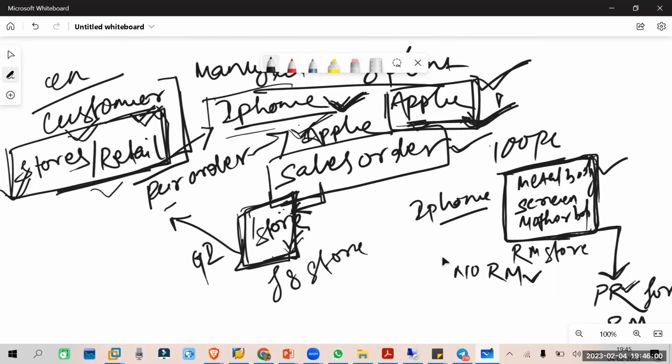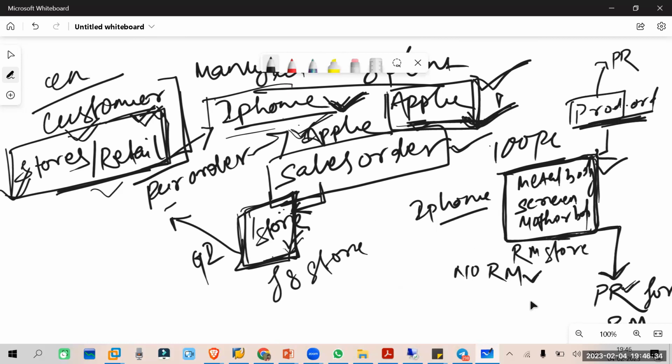So for a manufacturing order, or a production order, whenever you don't have the end product, you go for production order creation, right? Whenever you go for production order creation and you see there is no raw material, then from the production department you will be receiving one PR, right? Understood?